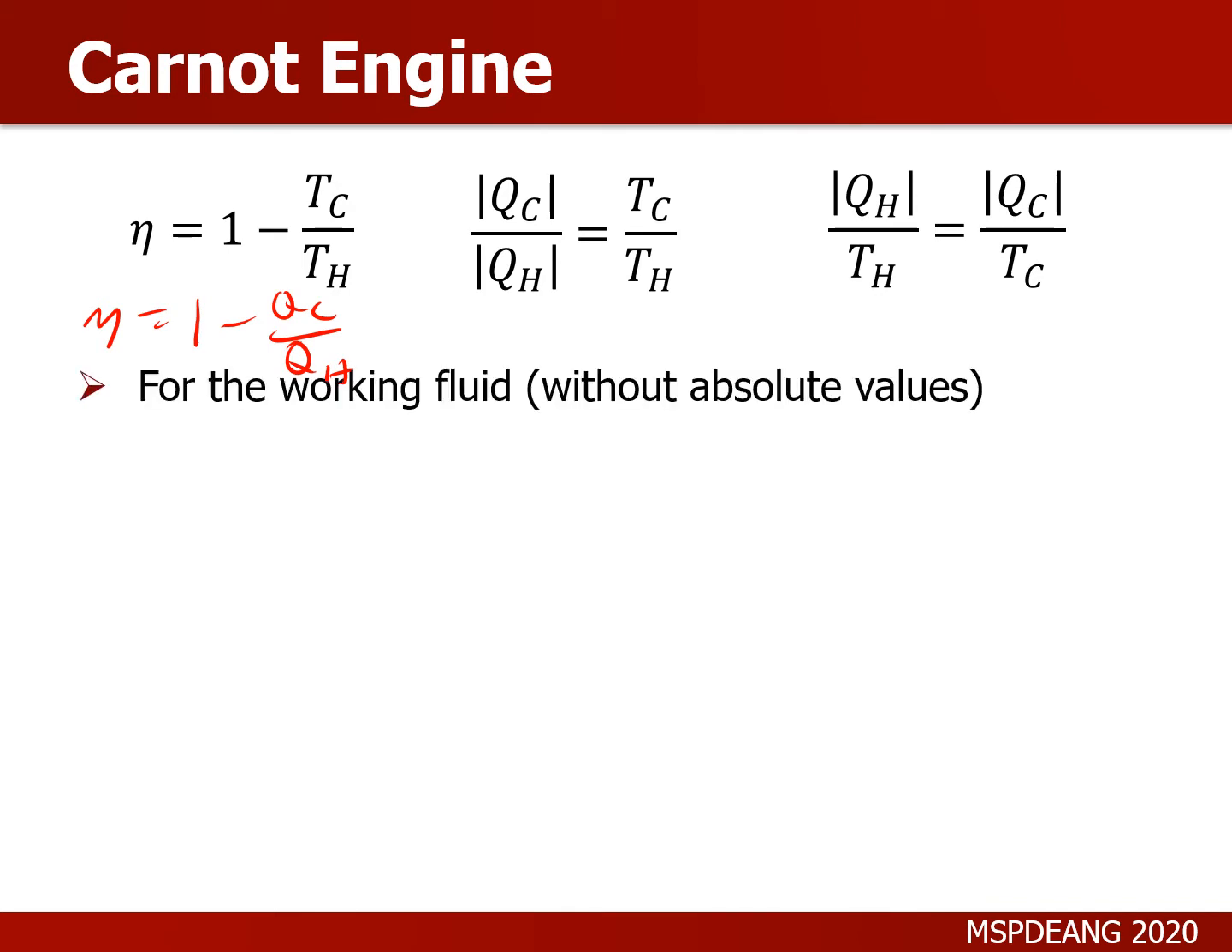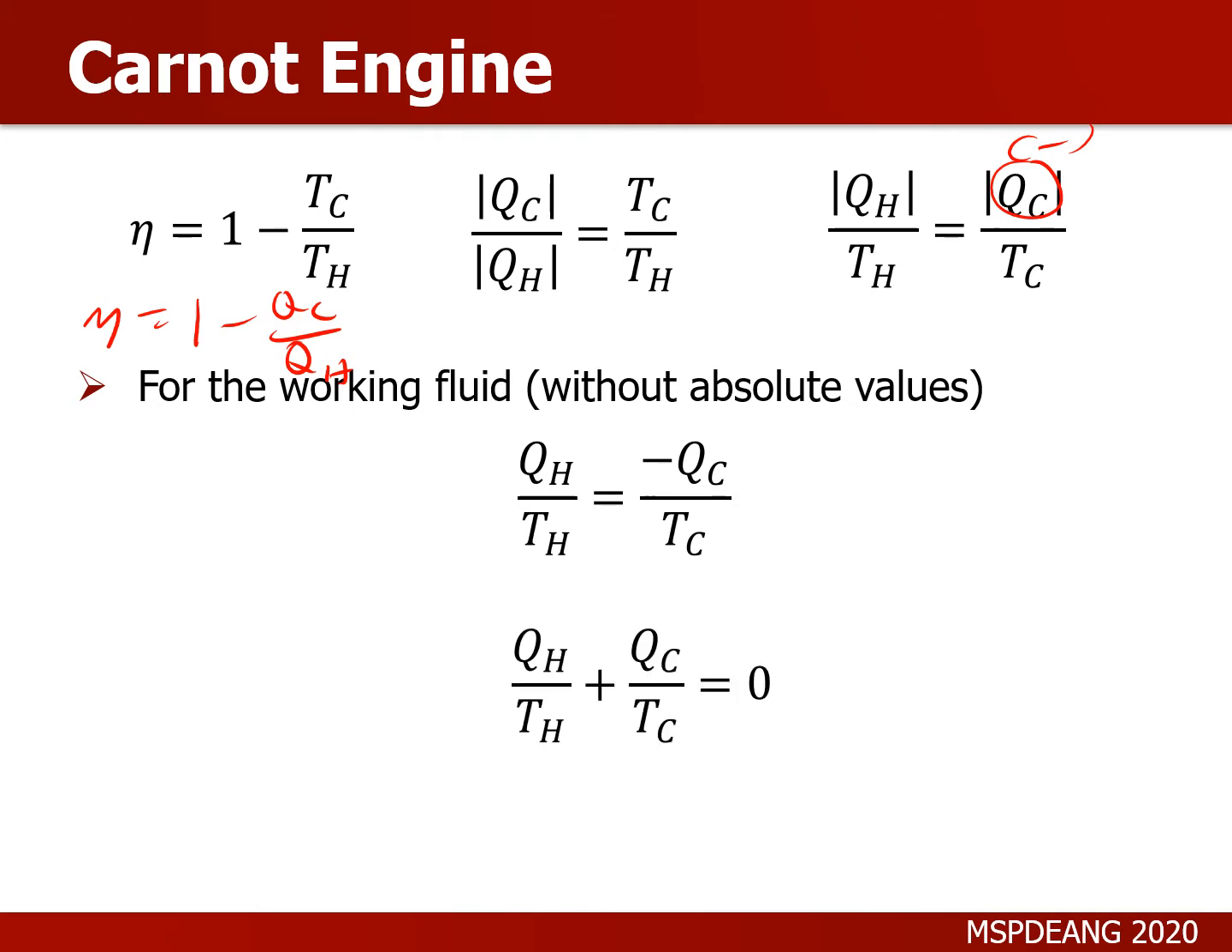Now, if we just base it on the working fluid, we know that Qc should actually be negative because it is leaving the system. So without the absolute values, you will have QH over TH is equal to negative QC over TC. And rearranging, you will now get QH over TH plus QC over TC is equal to 0. Take note now that QC here should be negative.